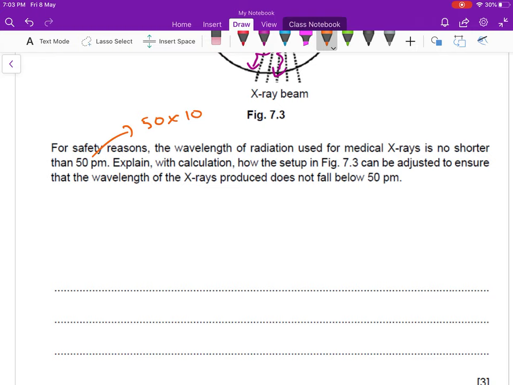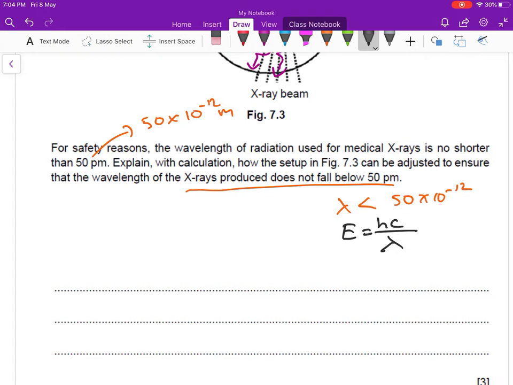So this is your X-ray beam. For safety reasons, the wavelength of radiation used for medical X-ray is no shorter than 50 picometer, so picometer is 50×10^-12 meter. Explain with calculation how the setup in figure 7.3 can be adjusted to ensure that the wavelength of the X-ray produced does not fall below 50 picometer. So first of all, why can your wavelength not be less than 50×10^-12?